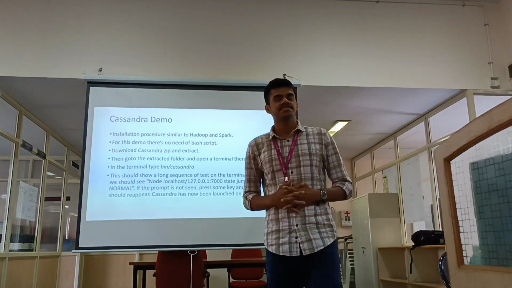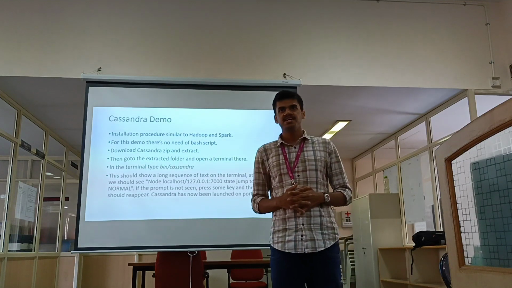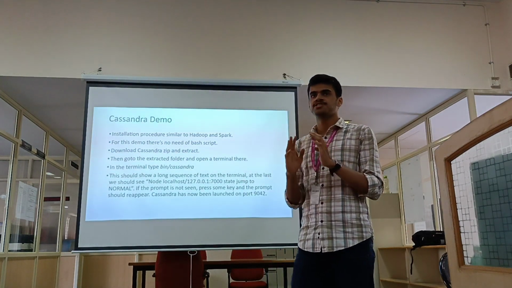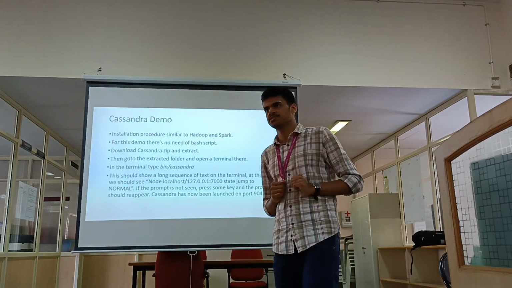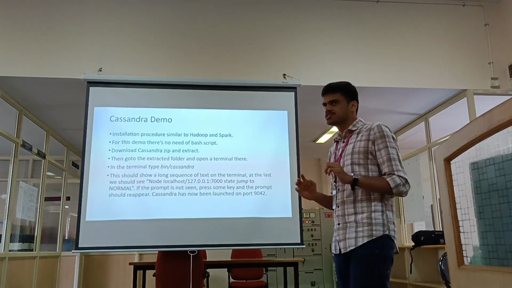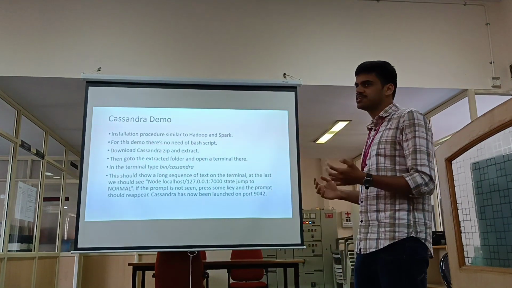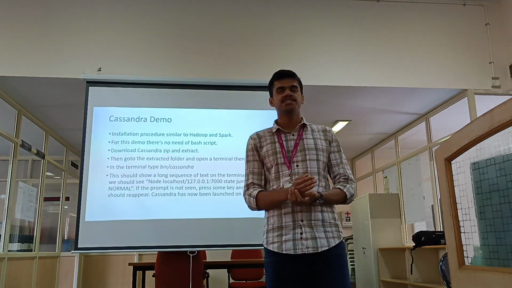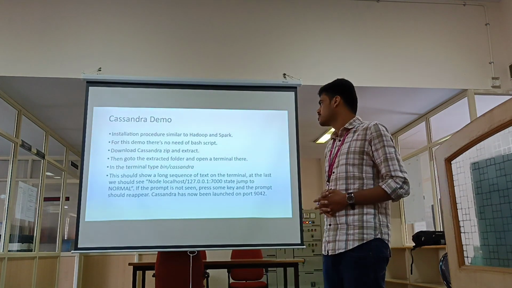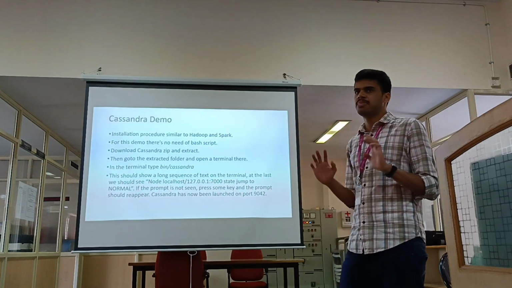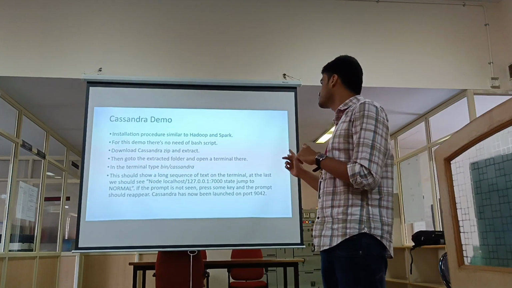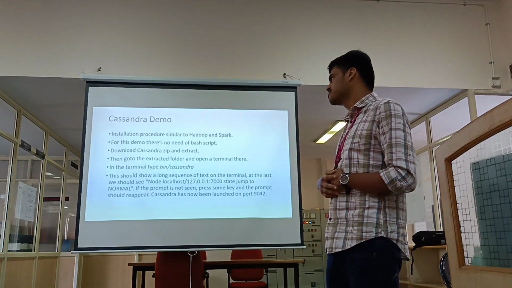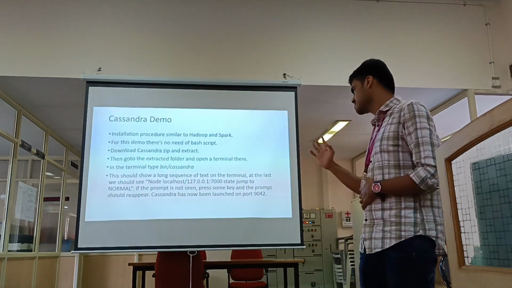So what exactly is Cassandra? Cassandra is a distributed NoSQL database. The installation procedure of Cassandra is similar to that of Hadoop and Spark. We will download the zip, extract it, go inside the extracted folder and open a terminal. However, we don't need to use any bash script. Directly in the terminal, we will type in the command bin/cassandra. So this will launch the Cassandra server.